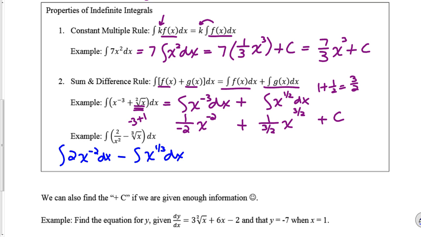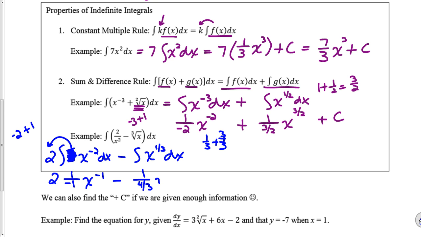And again, this 2, what can I do with that 2? I can pull that 2 right outside, so I don't have to worry about it right here. So then I'm going to have 2, 1 over negative 2 plus 1 is negative 1, x raised to the negative 1, minus 1 over 3 plus 1. That's a 3 over 3, so that's 4/3, x to the 4/3 plus c.